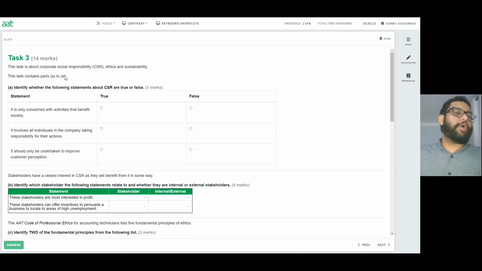Now we're going to talk about CSR, corporate social responsibility, ethics, and sustainability. These are fundamental things for a business to do whilst keeping their business afloat, but you also have to have some responsibility towards things not directly associated with your business, including your surroundings, your society, of course the environment, and of course your employees. Identify whether the following statements about CSR are true or false.